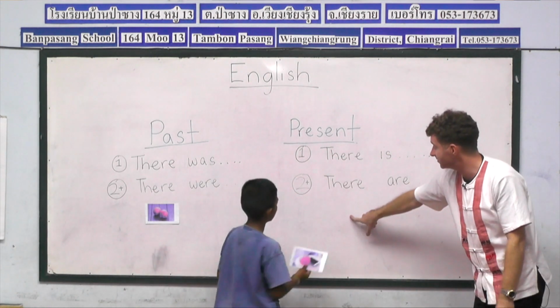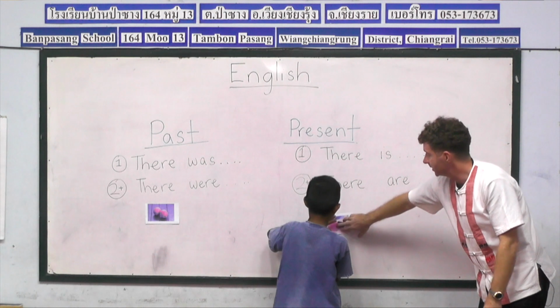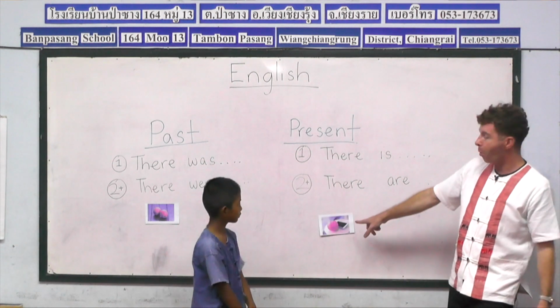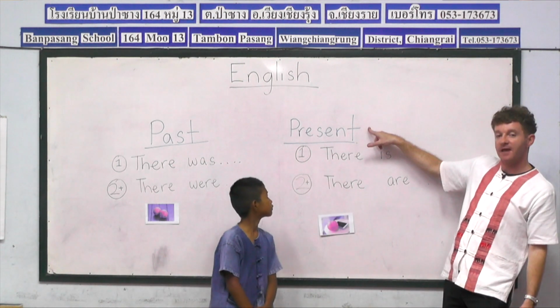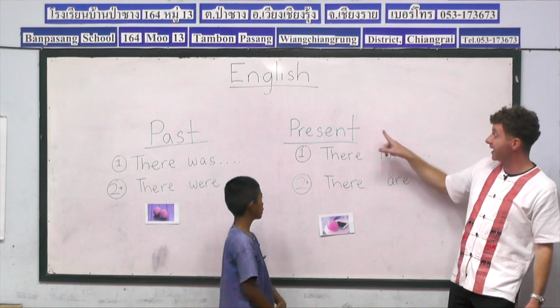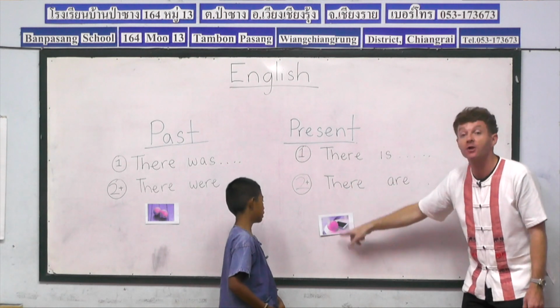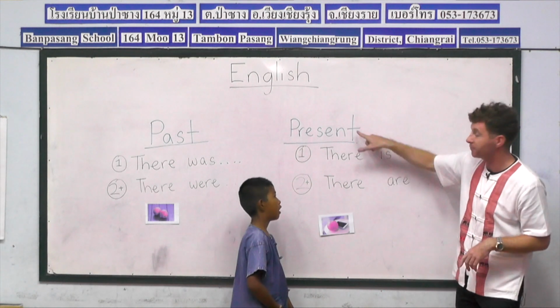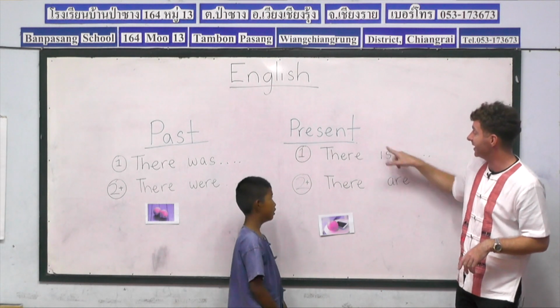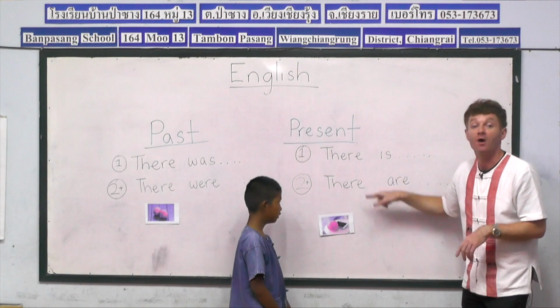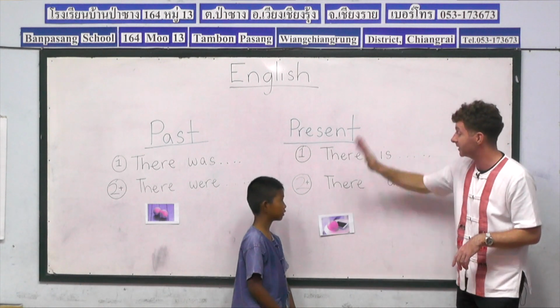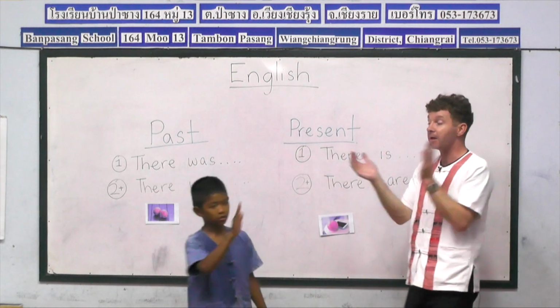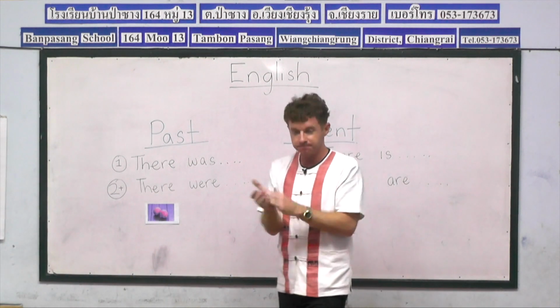So let's put our picture here, Pat. So what will we say for 1 orange in the present tense? There is 1 orange. Excellent. Singular item, present tense. There is 1 orange. Pat, that's great. High five. Big round of applause for Pat.